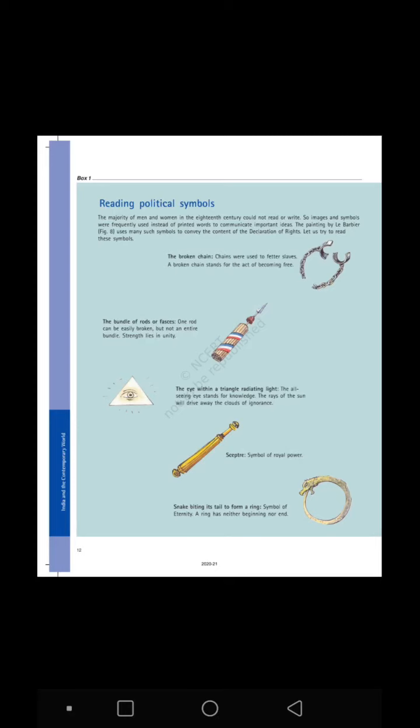Sceptre, symbol of royal power. Snake biting its tail to form a ring. Symbol of eternity. A ring has neither beginning nor end.